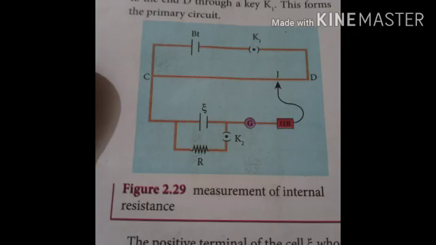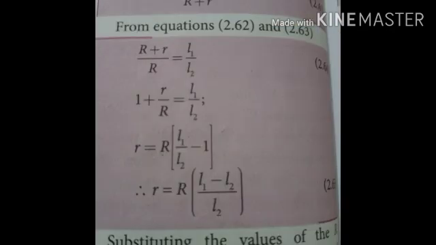Next, measurement of internal resistance by using the potentiometer. Here the internal resistance can be found by the potentiometer. We know the potentiometer principle: E is directly proportional to L. So after the calculation, we get the internal resistance r is equal to capital R into (L1 minus L2) by L2.